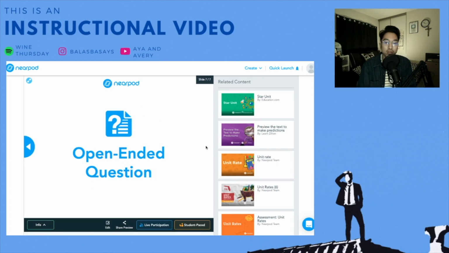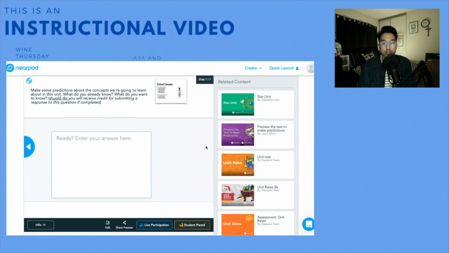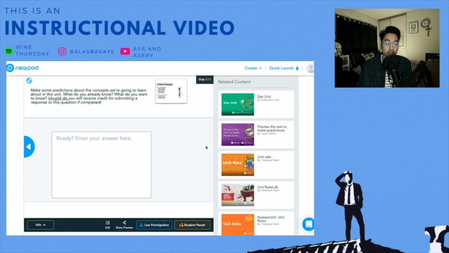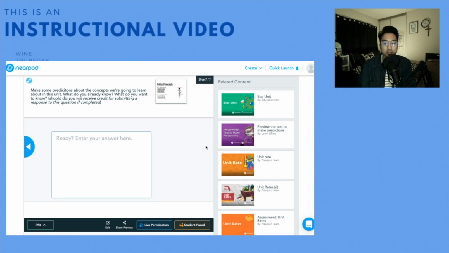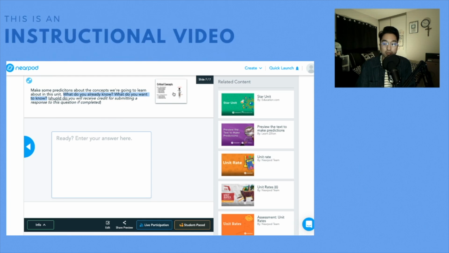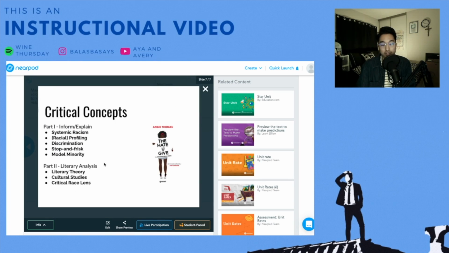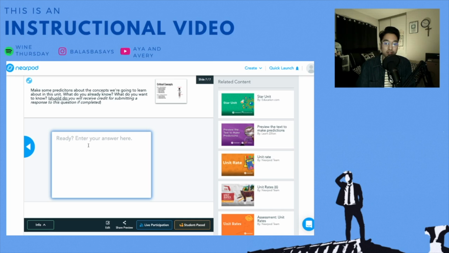Now that you've gotten a quick preview of this unit, make some predictions and draw on your prior knowledge about these critical concepts that we're going to learn. Write a response explaining what you already know and what you want to know. You can click on the reference image over here in case you forgot what those concepts are, and then write a written response here on Nearpod.